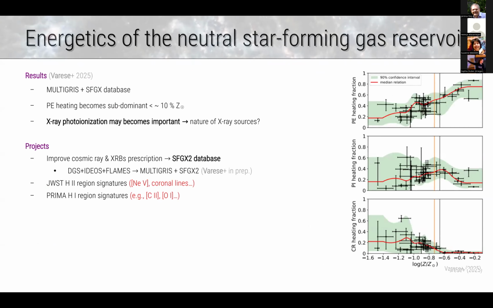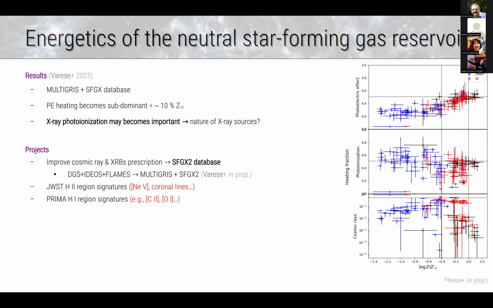And then Maxime Varese published a paper last year using MULTIGRIS and the 1D model database, where he showed that the photoelectric effect heating becomes subdominant below 1/10 solar metallicity. So this is the panel here. And the photoionization and the cosmic rays seem to compensate at low metallicity. Even though we don't know what the nature of the X-ray source is here, this is an important finding.